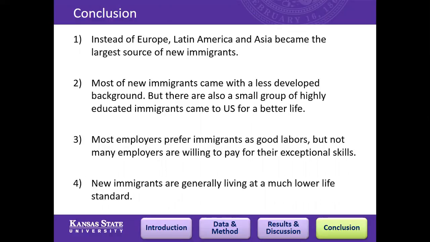And last, the new immigrants are generally living at a much lower life standard. We make less money, and we are less likely to be hired. So this is the truth the new immigrants are facing in this new era.